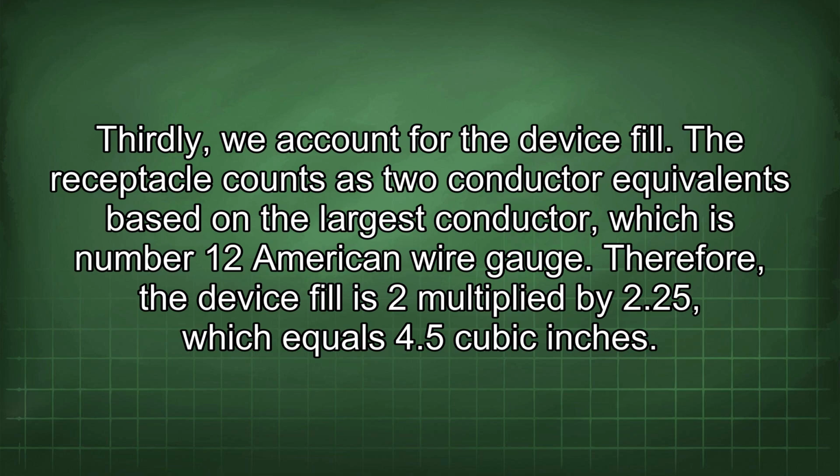Thirdly, we account for the device fill. The receptacle counts as 2 conductor equivalents based on the largest conductor, which is number 12 American wire gauge. Therefore, the device fill is 2 multiplied by 2.25, which equals 4.5 cubic inches.